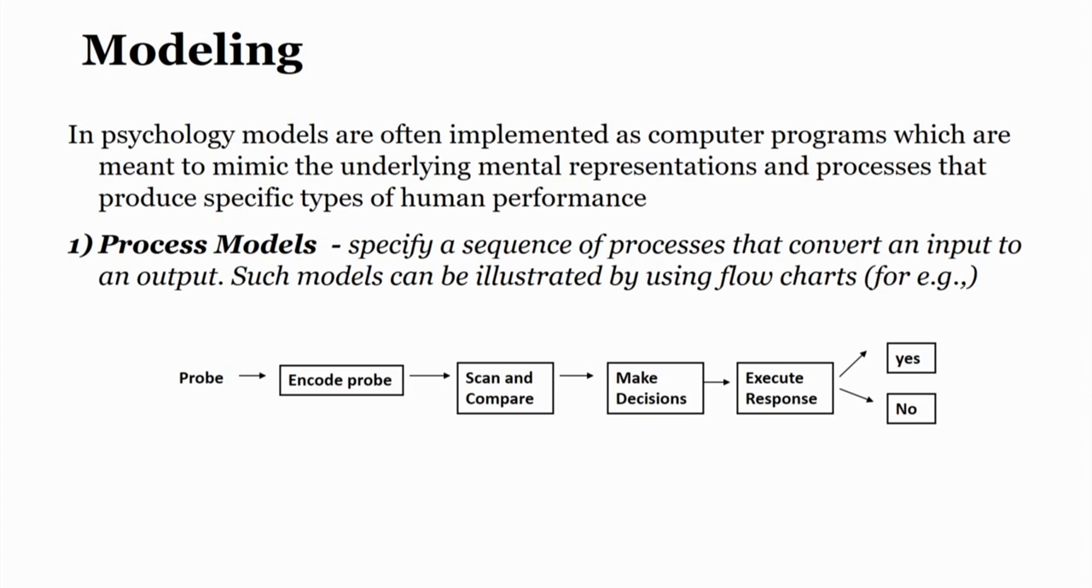So, generally models are made, and these models try and explain the different processes, events that actually happen when a particular mental event or a particular cognition happens. There are two types of models which are studied in cognitive psychology. One of these is the process model and the second is the neural network model. So, what is the process model?